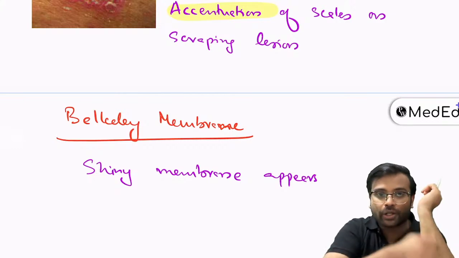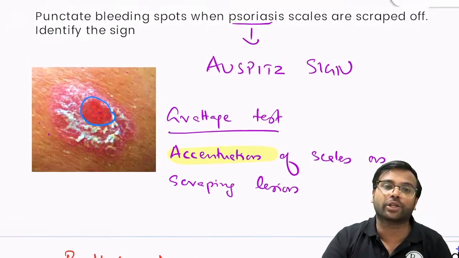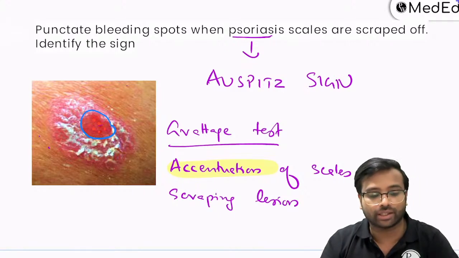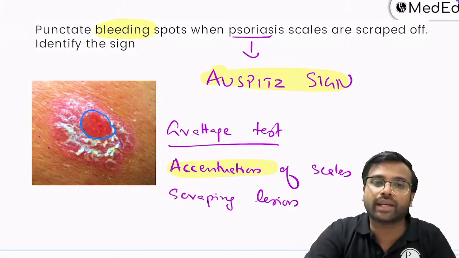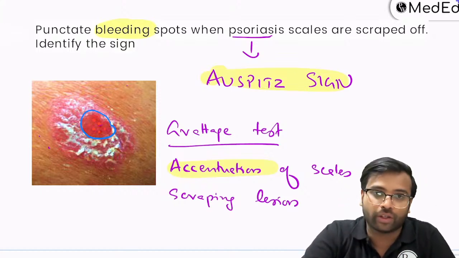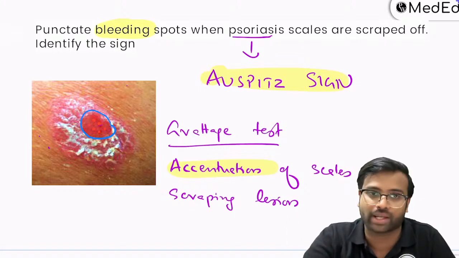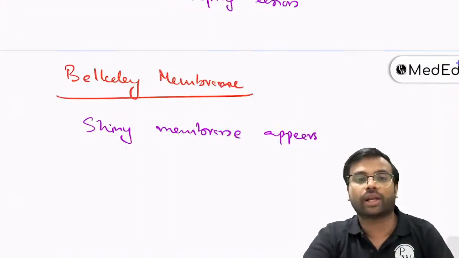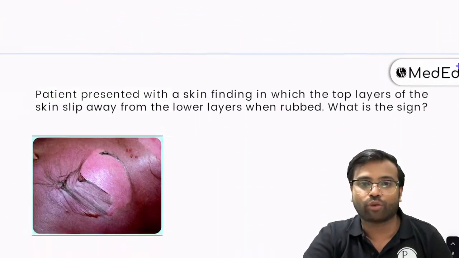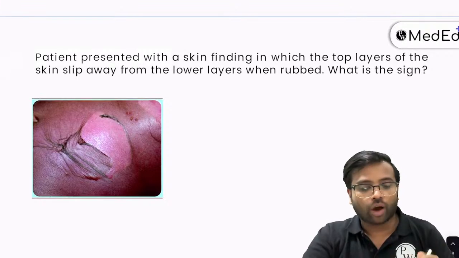Now again, you are not stopping. You are going to continuously scrape over the lesion. Once you continuously scrape over the lesion, you see these bleeding spots, and this is called as Auspitz sign. A very important clinical sign for all of you, even during your dermatology postings or during your internship, or whenever you get to see a patient of psoriasis. So please remember, this is called as Auspitz sign. Shall I move to the next one? So now moving to the next one.